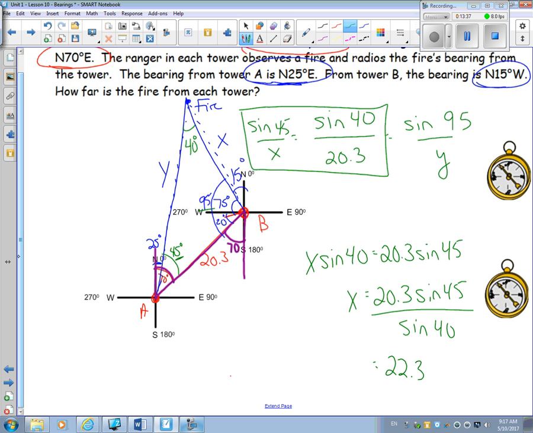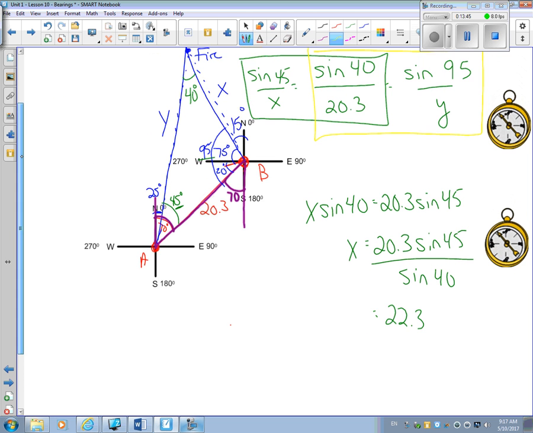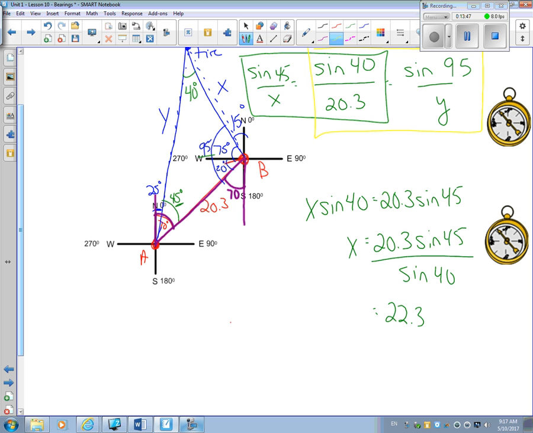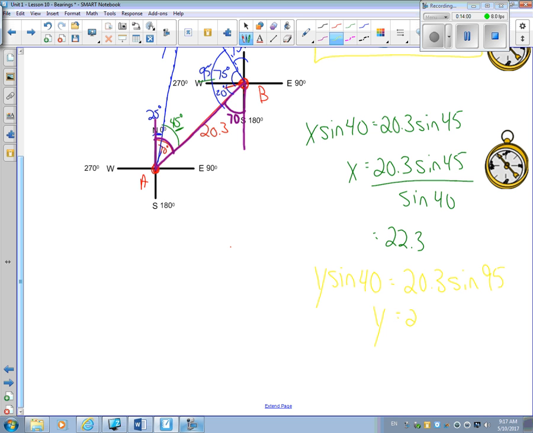If we do the exact same thing, but we're going to use these two this time, same procedure, same cross multiplying, just different numbers, we can get y. So we'll get y times the sine of 40 equals 20.3 times the sine of 95. And we're going to divide out. So 20.3 times sine 95 over sine 40, we get 31.5. And there's your two distances.